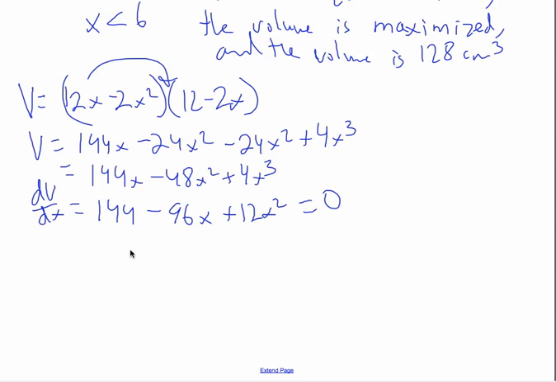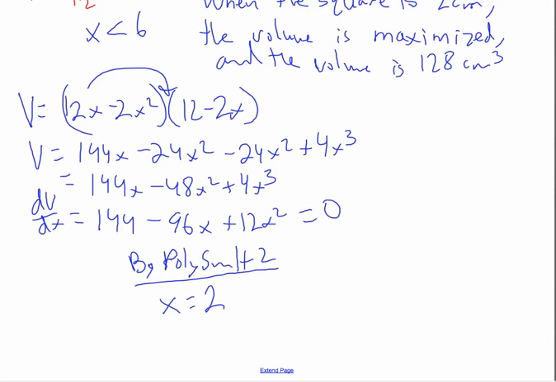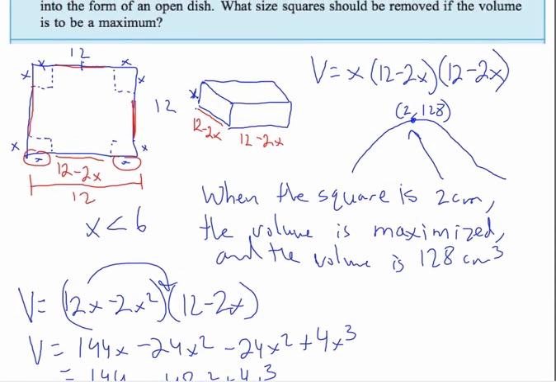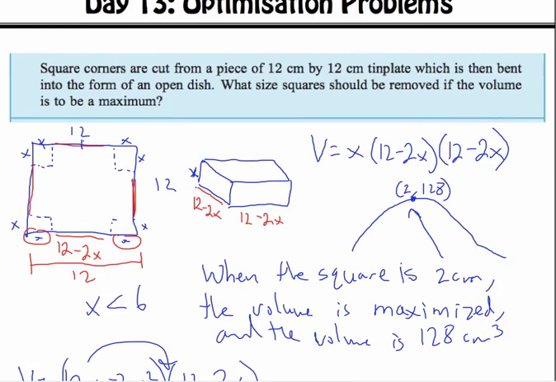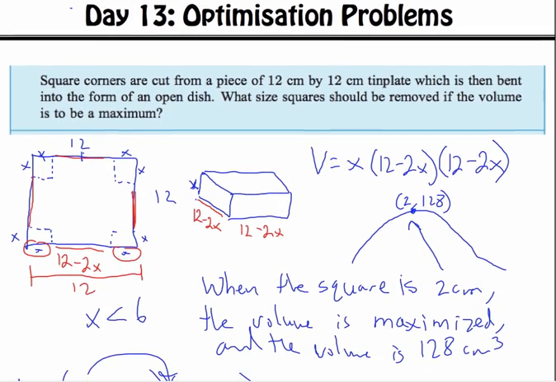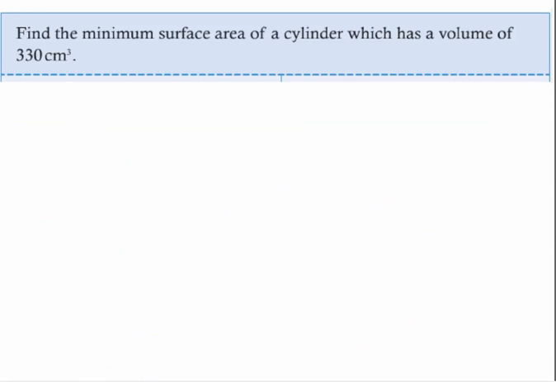So you could say, yeah, by polysmalt, smalt 2, and I'm not going to go through that. I know the answer already is going to be x equals 2. If you use polysmalt, you can verify that. You get x equals 2, and yeah, that's the answer to the question. The square size needs to be 2 centimeters. Okay, so you did it by the calculator or by finding the derivative.